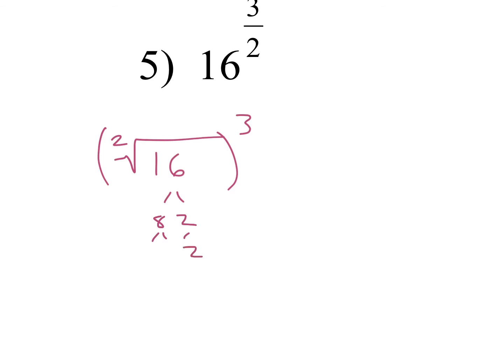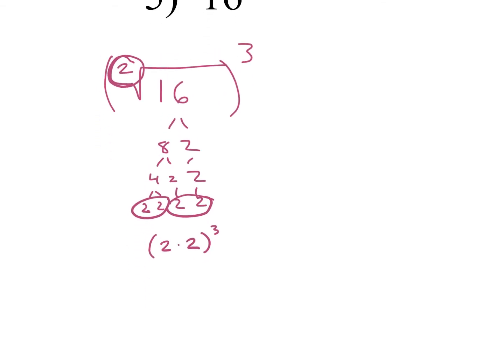You'll get the same thing. What are factors of 8? 4 and 2. And factors of 4? 2 and 2. So we have 2 times 2 times 2 times 2. We have to circle groups of how many? Groups of 2. So we have 2 2's here and 2 2's here. So how many 2's are going to come out? How many circles do we have? 2. So we have 2 times 2. That comes out. What's 2 times 2? 4. So this is 4 to the 3rd power.